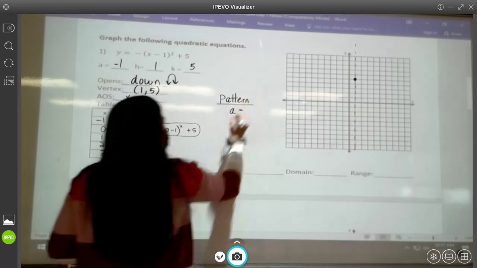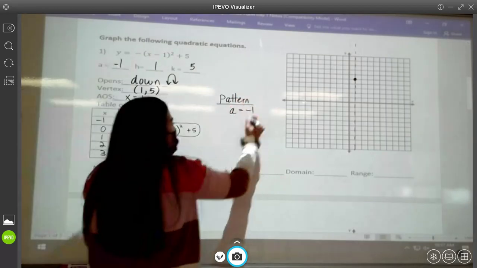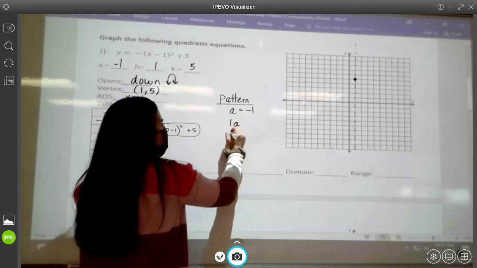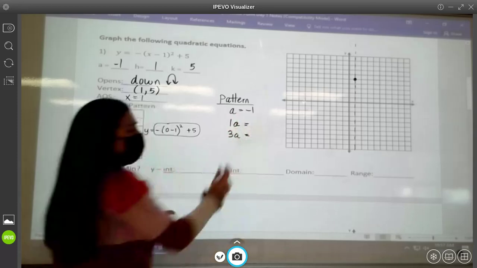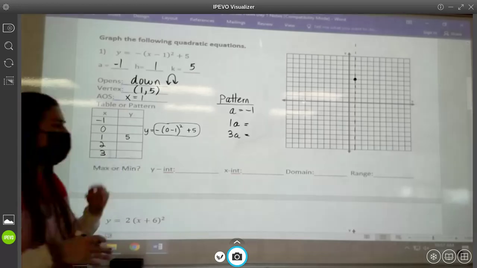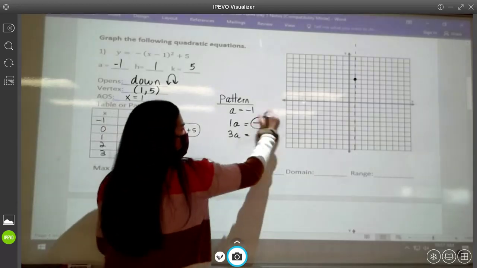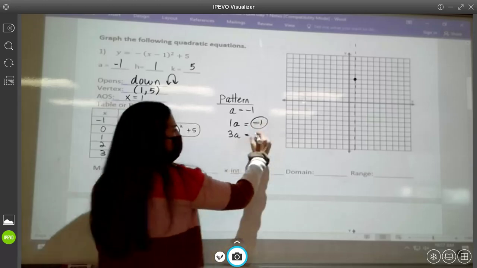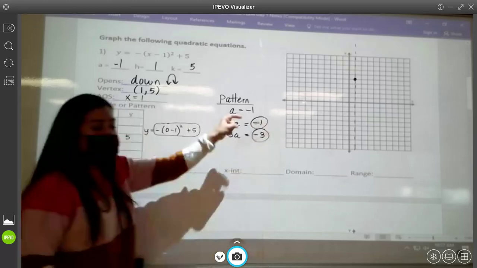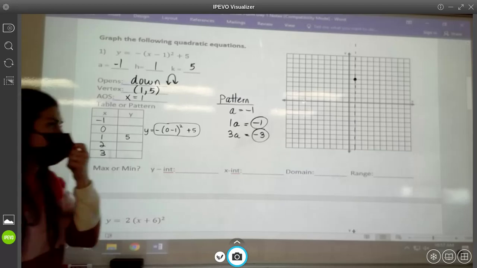The pattern here relies on a, which is -1. So you'd need 1a, and you need 3a. I don't make you find 5a, 7a, 9a, 11a. All right, if a is -1, 1 times -1 is -1. 3 times -1 is -3. So those are the jumps that we'll be making first.